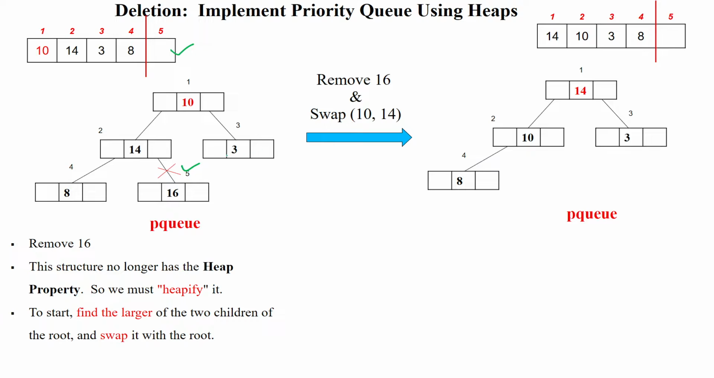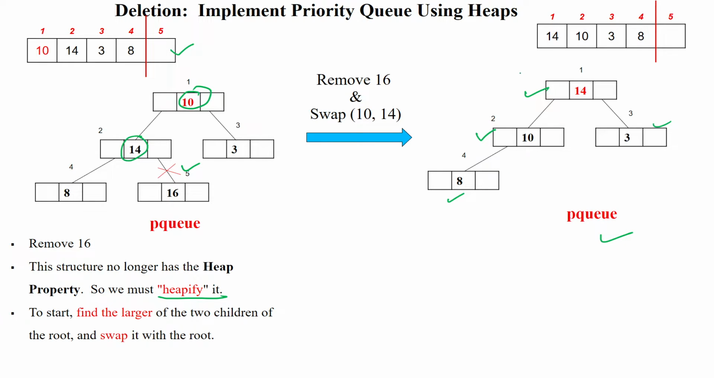So after removing the 16, we have to apply the heap property, heapify process, right? So here the parent node is less than the child value, so that's why we are applying the heap property. So we are swapping the parent and the child. So 14 will become the parent, 10 becomes the child. Here also 8 is less than the parent value, 3 is also less than the parent value. So now heap property is satisfied.